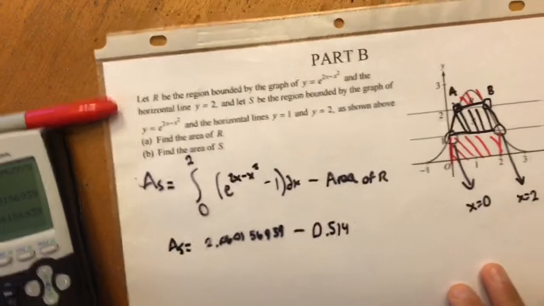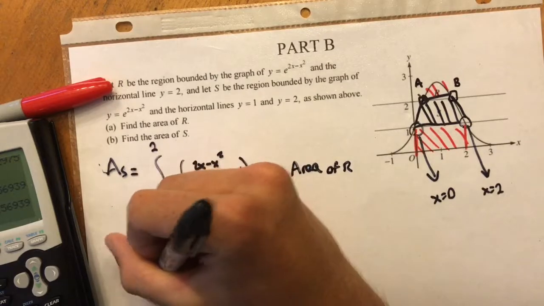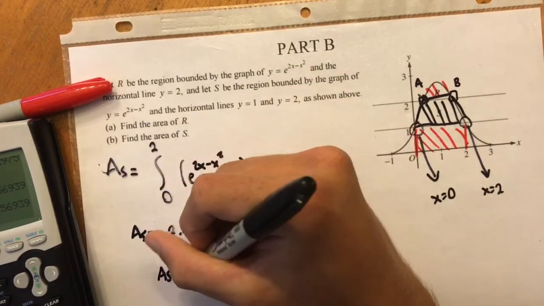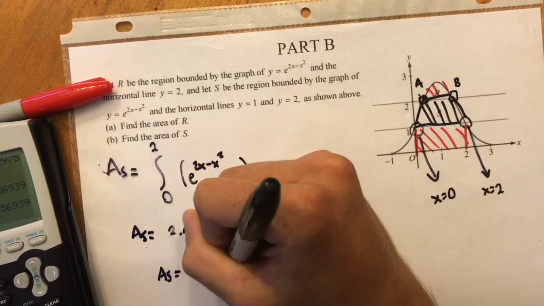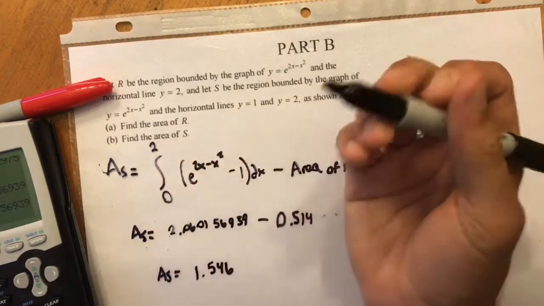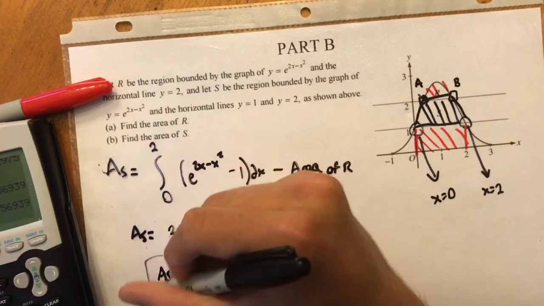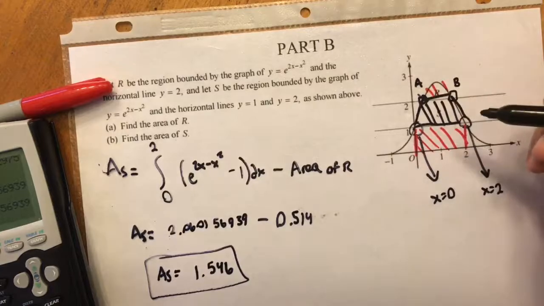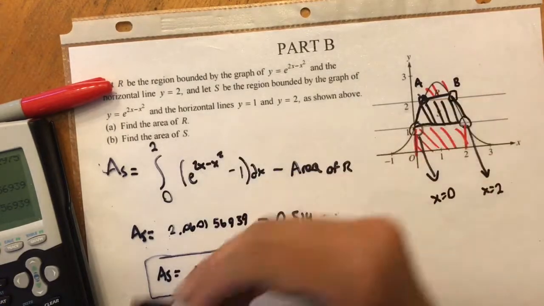And therefore, the area of S, by using this method, we found a solution of 1.546 when we rounded to the thousandth place, which you will do on the AP exam. So that is one method to finding the area of S. Right now, I'll show you a different method.